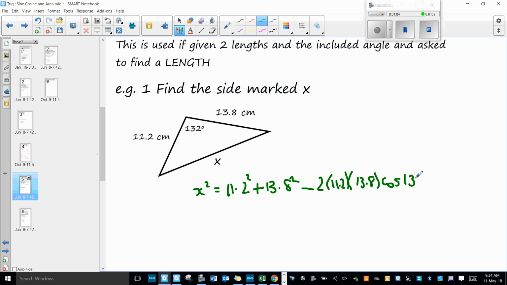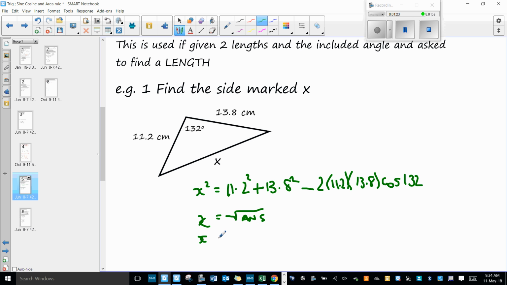Okay, so that's going to give me x squared. Be careful here because we do need to find x and not x squared. So x will be the square root of that answer. Always check that your answer is sensible.